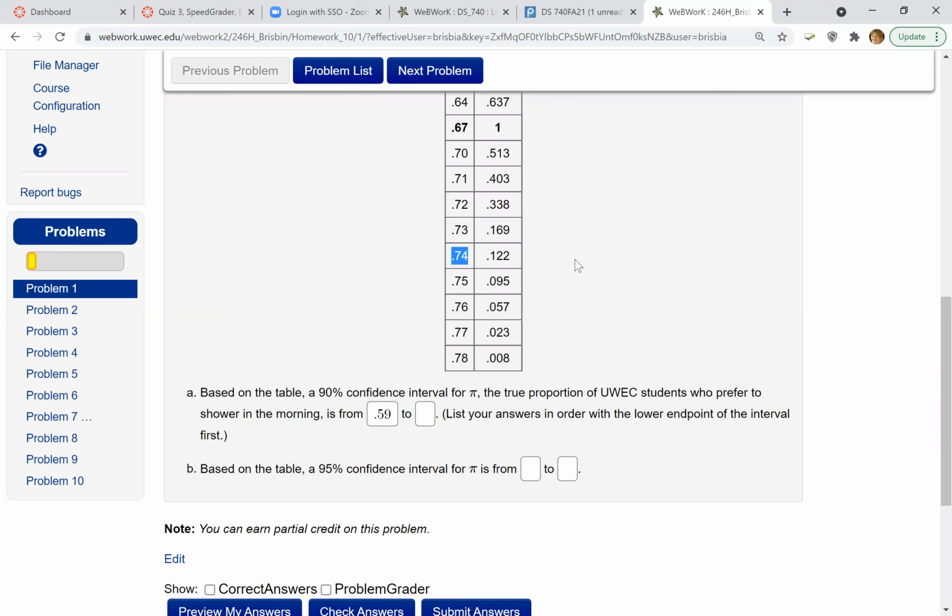Okay, and then for the 95%, I would use 0.05. Exactly. Okay. Then I think I am good.